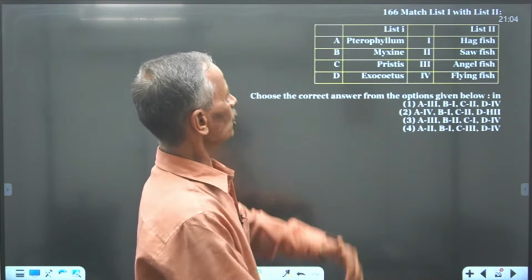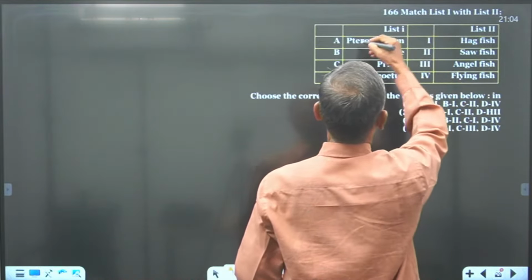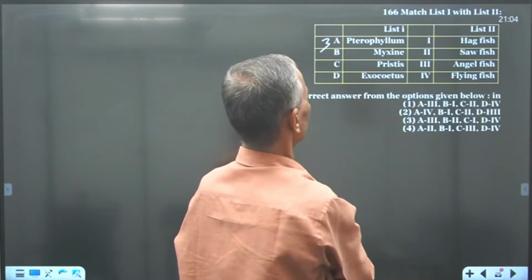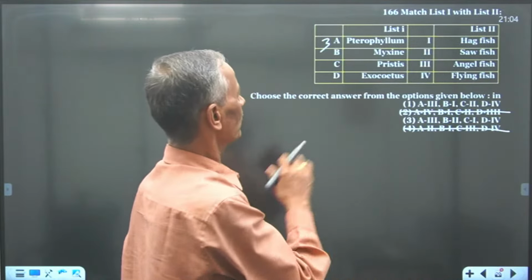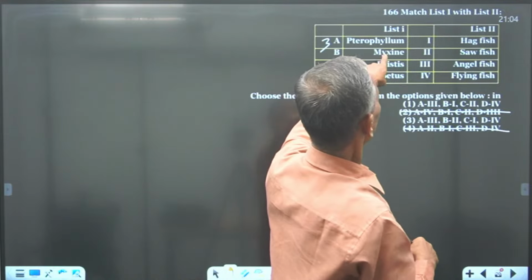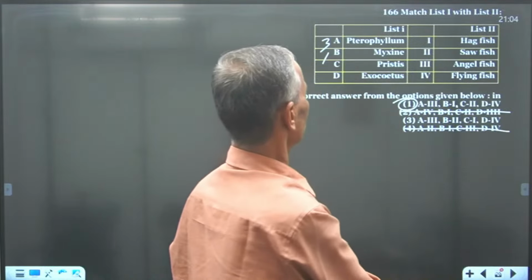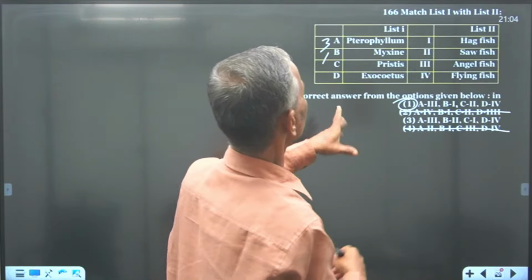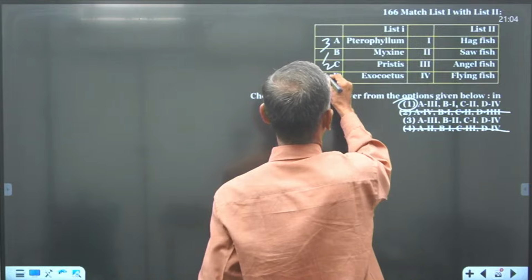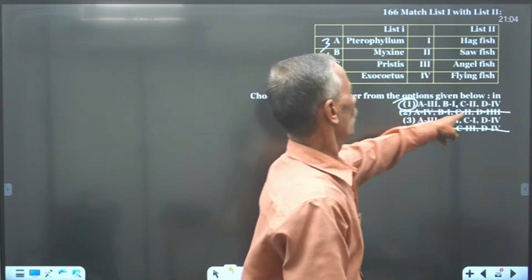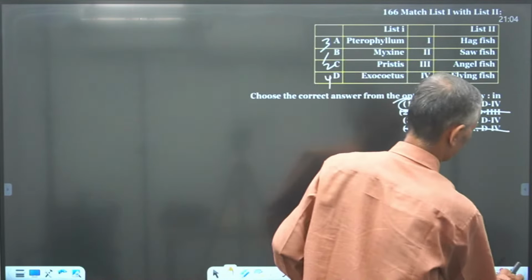Again, Pterophyllum. Pterophyllum is the angelfish, slow moving angelfish. So it is 3. Here you are having 2 options where A is 3. So wait for the second one. Myxine, hagfish, 1. So it is option 1. A3, B1. Pristis. Pristis is the sawfish. And Exocoetus is the flying fish. So 3, 1, 2, 4. Clear? ഇതെല്ലാം നമ്മുടെ NCERT ഉള്ളത് തന്നെയാണ്.